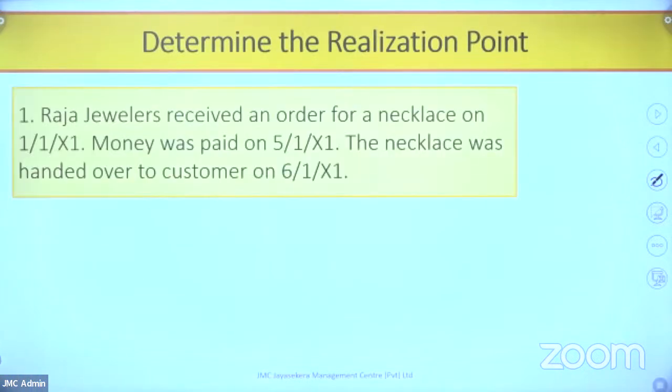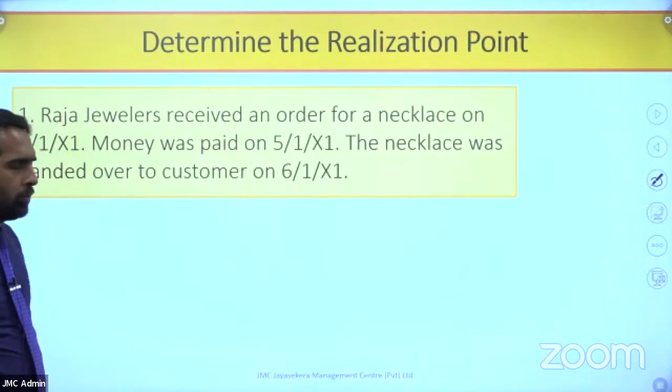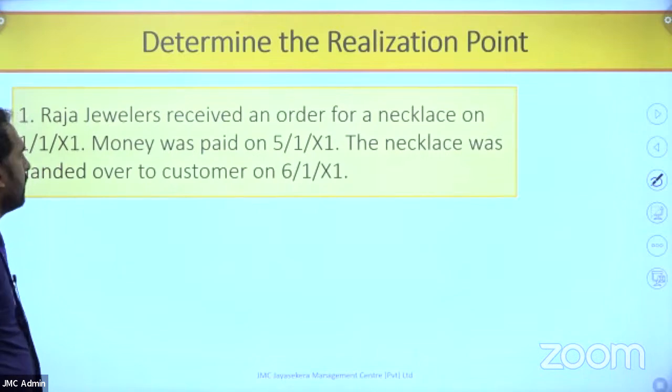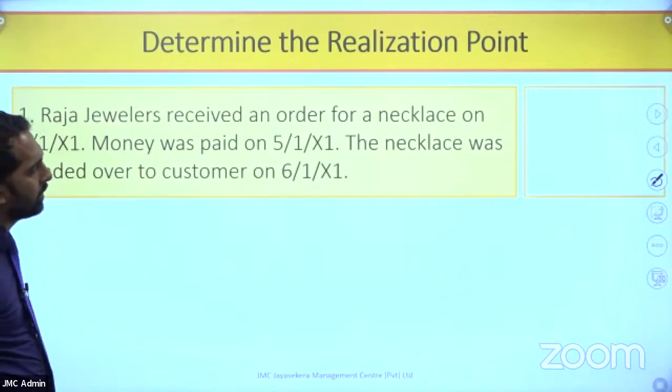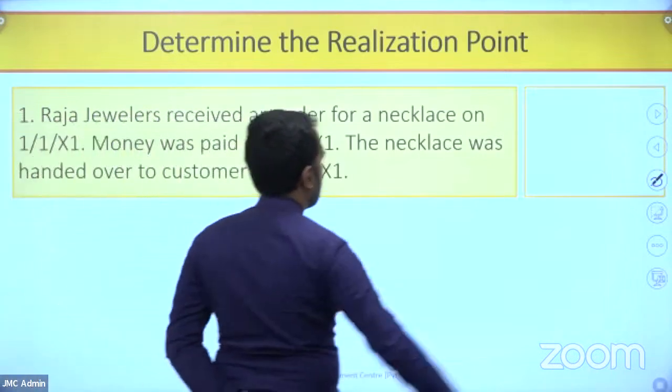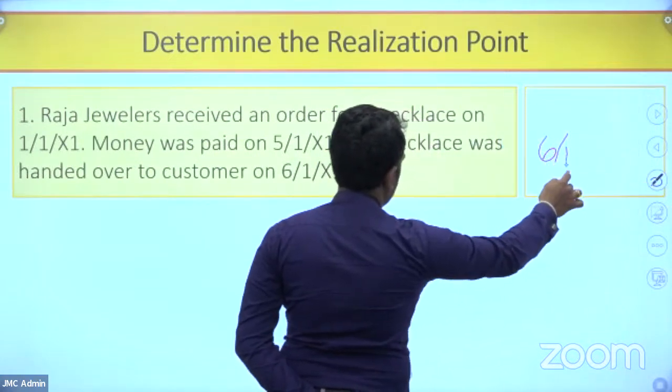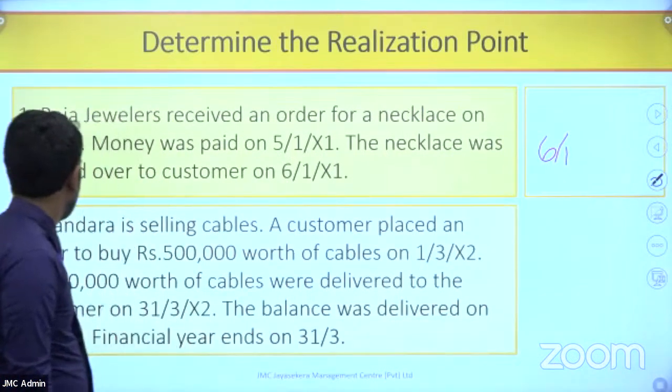Determining the realization point. We'll take a small example. Raja Jewelers received an order for a necklace on 1st of January 2021. Money was paid on 5th of Jan. The necklace was handed over to the customer on 6th of Jan. So when should we recognize? 6th of Jan. 6th of Jan, right?